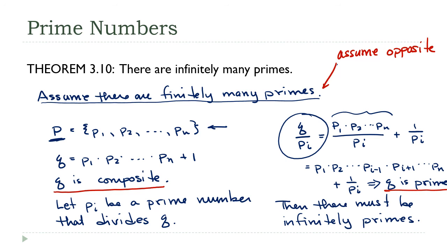That's not possible, so let me label these, right? These are the contradiction. Therefore, my initial assumption must have been false, because that's the only way to resolve the contradiction, right? My initial assumption was false, so there must in fact be infinitely many primes. So that's a nice little proof. It's kind of a classic example of how we do a proof by contradiction.